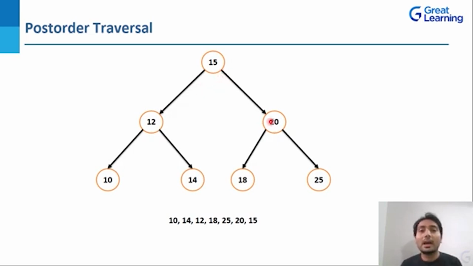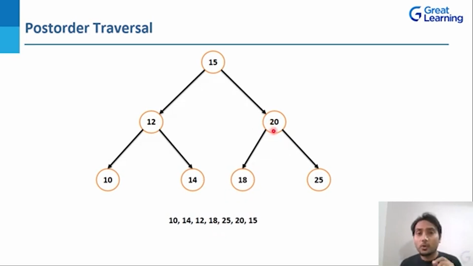Because next we have to traverse the right subtree. So in the right subtree we have 20, 18 and 25. Now again in this right subtree, what do we have to consider? We have to go to the left child of the node 20. So there we have 18. So consider 18 and make a note of it.